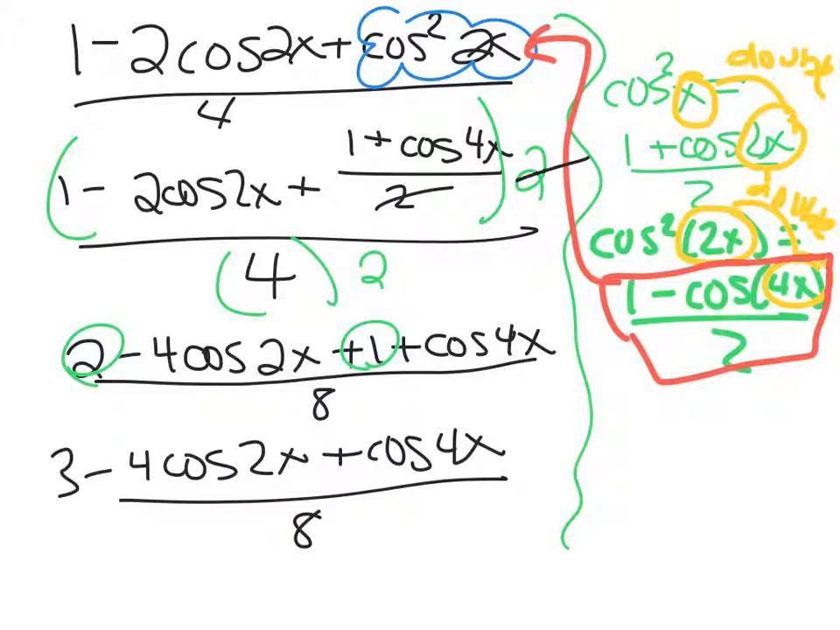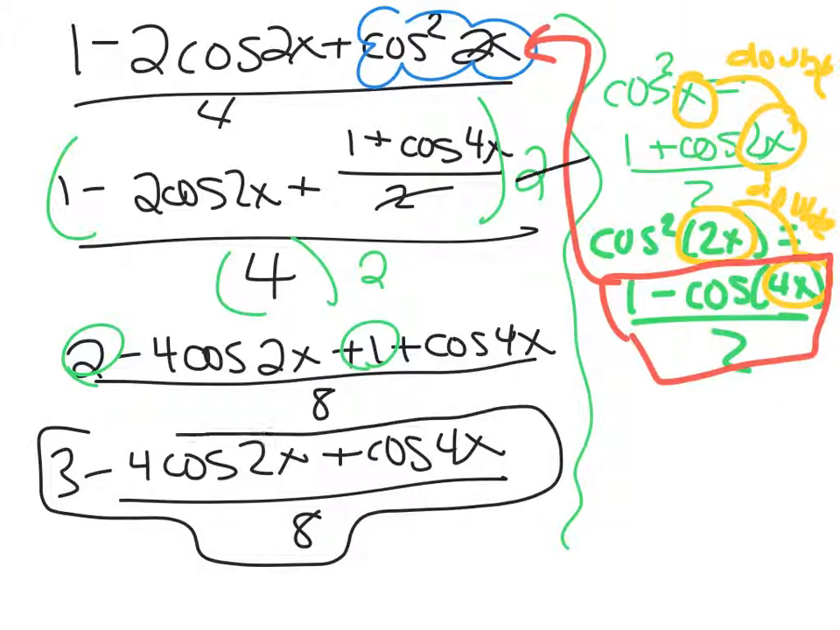Oops, I forgot the 3. Sorry. 2 plus 1 is 3. I don't know why I forgot to write that down. I said it in my head and didn't write it down.